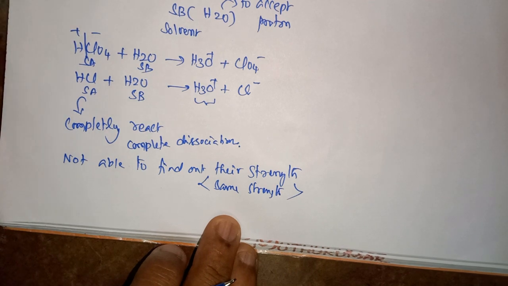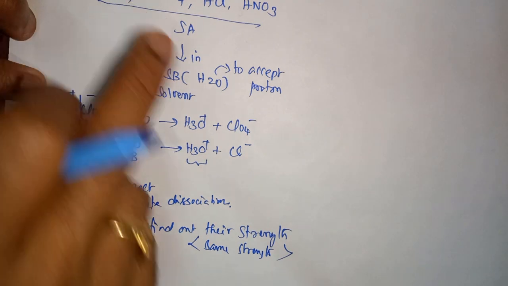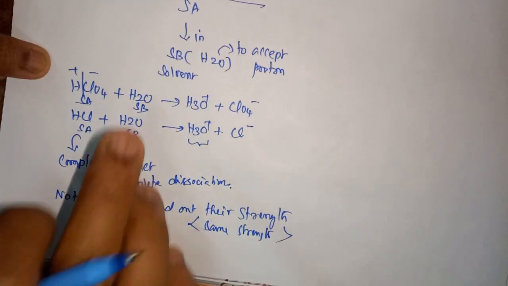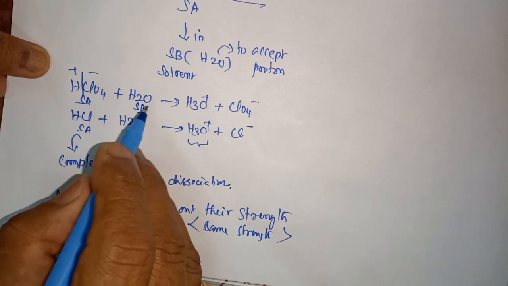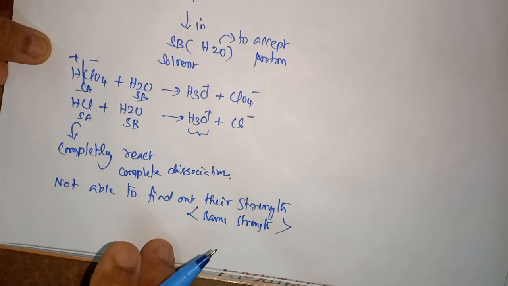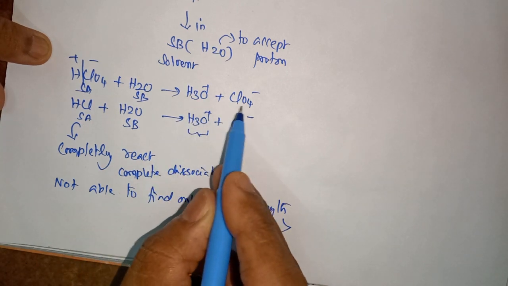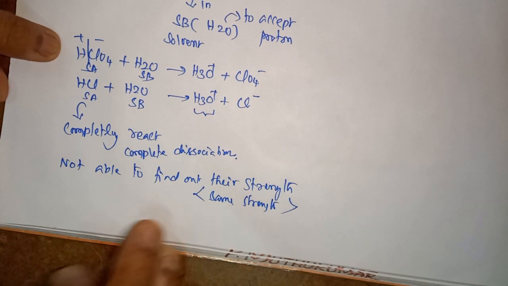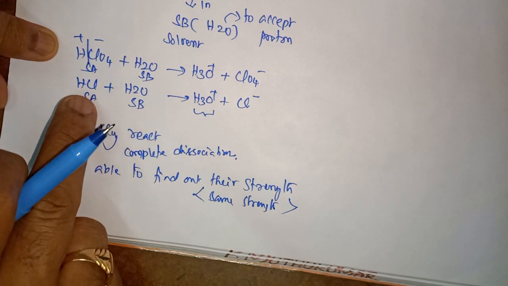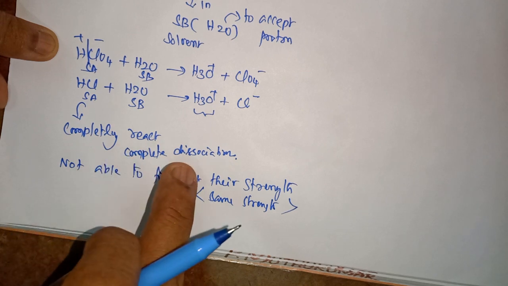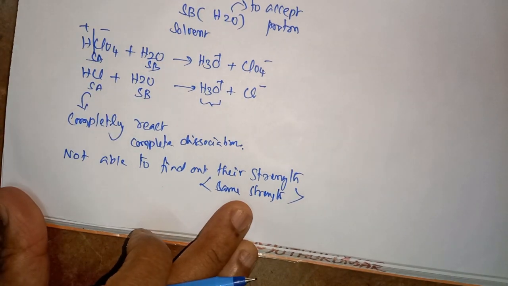So that is called a leveling effect. What is called leveling effect? If I take strong acids and dissolve them in a strong basic solvent like water, all the molecules of acid completely react. They undergo complete dissociation and form hydronium ion and the anion part of the acid. I use the word completely react or complete dissociation. If any acid is undergoing complete dissociation, such acids are called strong acids.